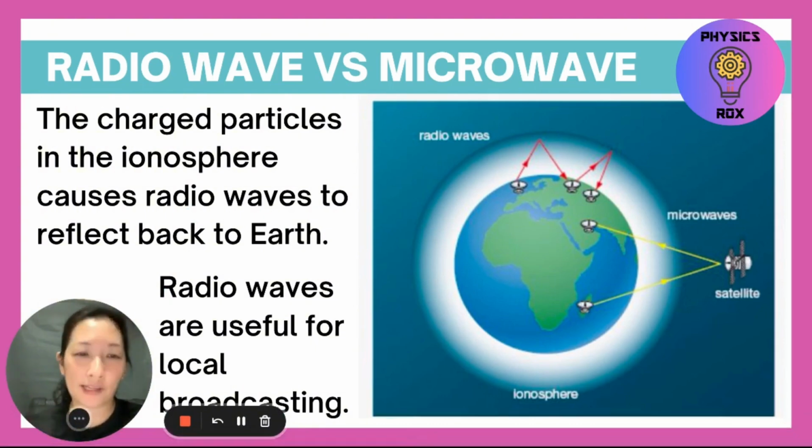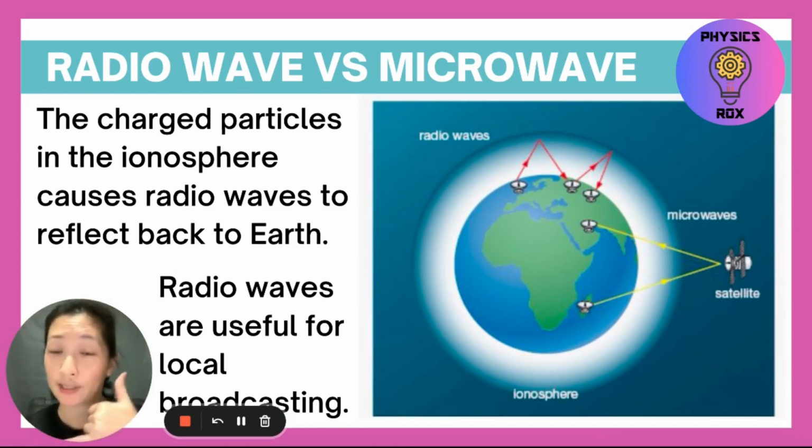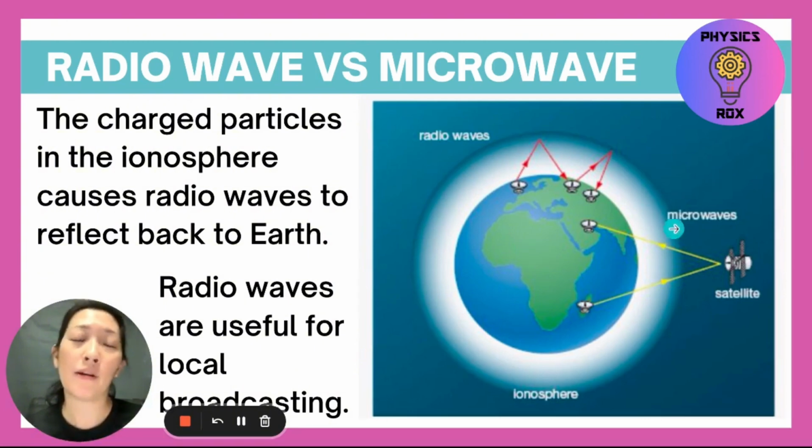So radio waves versus microwaves. Now, the difference here is this. Both radio waves and microwaves are used for broadcasting and for communications. And remember, microwaves are essentially just high frequency radio waves. The main difference here is that radio waves have much longer wavelengths, while microwaves have much higher frequencies.